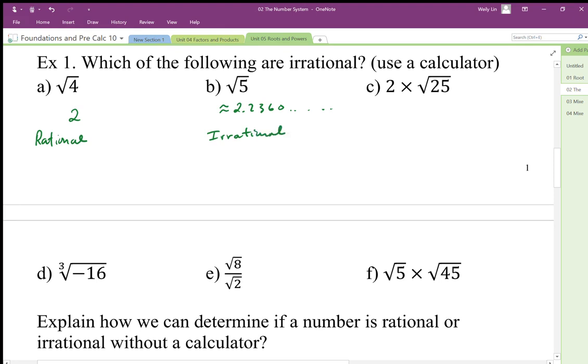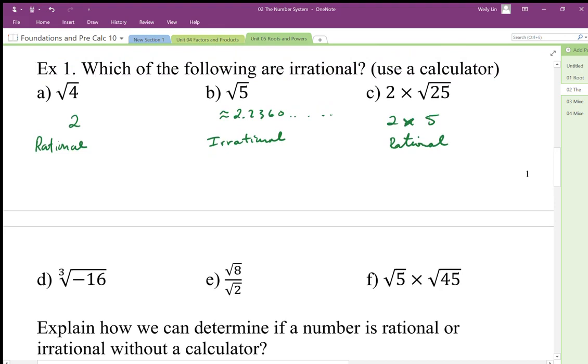And then if I put 2 times square root 25, well, 2 is rational, so we don't need to worry about that. We just need to worry about if square root 25 is irrational or not. And when we do this, we end up with 2 times 5. Well, this means that this is rational because they are both rational numbers. Okay, two rational numbers cannot make an irrational number.